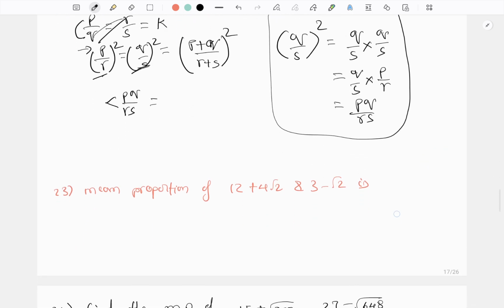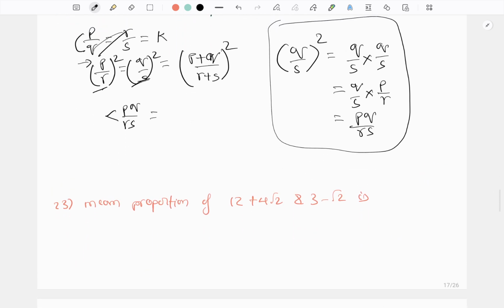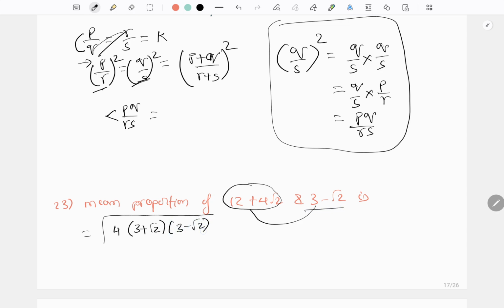Next question. Mean proportion of 12 plus 4 root 2 and 3 minus root 2. So mean proportion means multiply these both under the root. But in this 12 plus 4 root 2, 4 is common. If I take out 4, it becomes 3 plus root 2 into 3 minus root 2. Okay. Then square root of 4 into, it is a plus b into a minus b, will become 9 minus 2, 7. So it will give 2 root of 7.